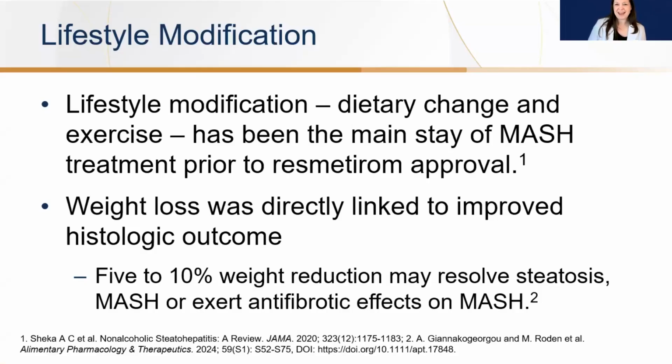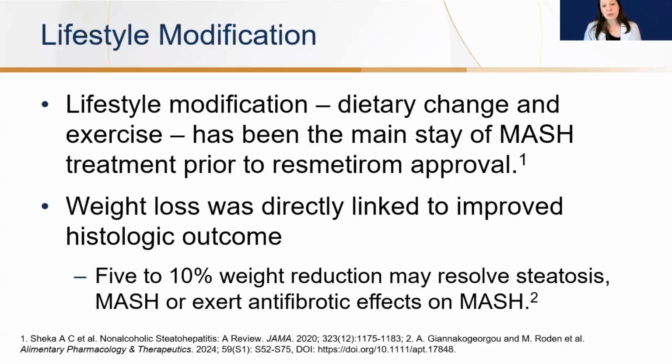Lifestyle modifications. What do we mean by that? We talk about diet, we talk about physical activity. We know, fortunately, that 5 to 10% of weight loss can actually resolve steatosis in the liver, and in early fibrosis can resolve fibrosis as well. So it actually decreases the anti-fibrotic effects on MASH, decreases the scarring and inflammation in the liver, and has been directly associated with histologic outcomes as well. So when we take a piece of the liver, we see reversal of that fibrosis and inflammation.